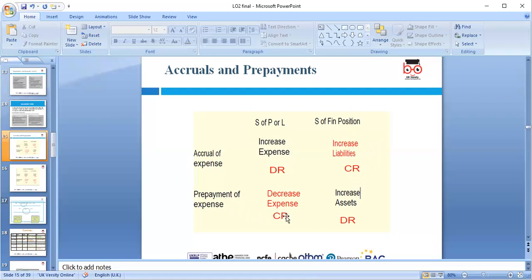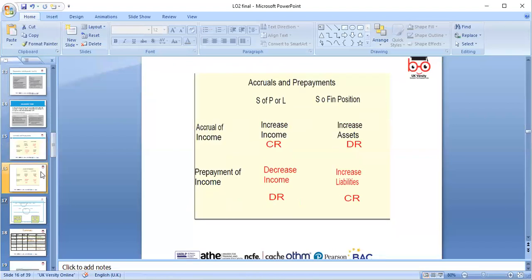Prepayment of expense. Prepayment means paid in advance, so it's not an expense yet. In the first place you did debit the expense, credit the cash. Now you have to credit the expense, reducing the expense, and debit the asset, because it's still an asset; it's not been consumed, the money you paid in advance. So we carry on making the adjustment in the books of account.